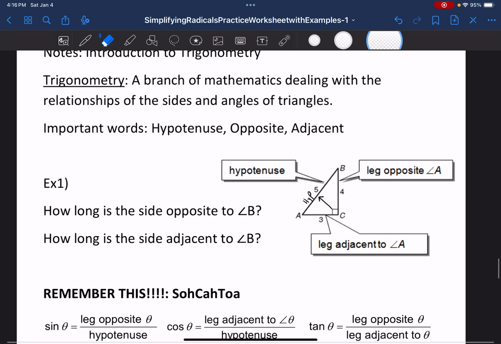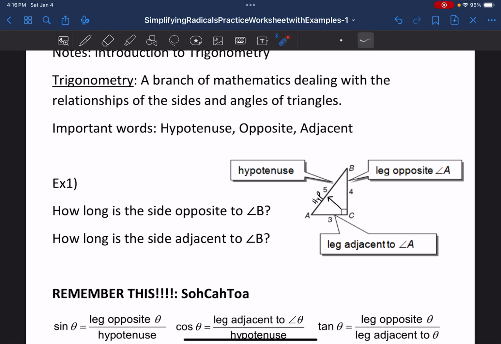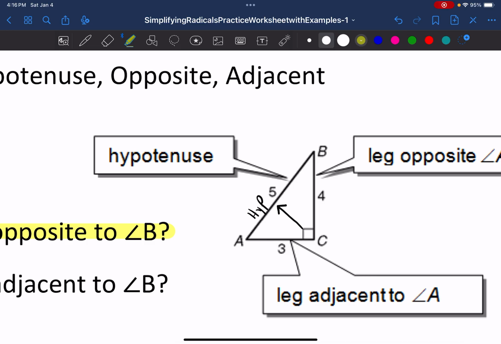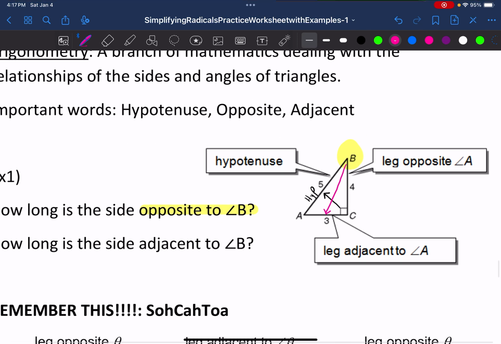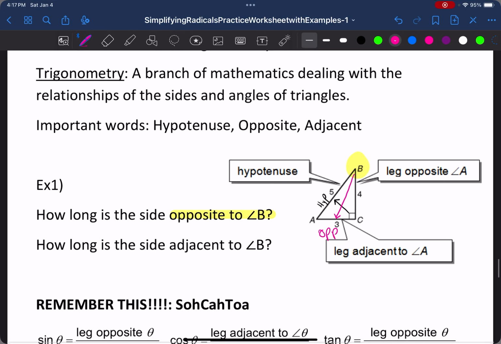I did that because we have our example questions. Using the exact same triangle, we're going to answer the question, how long is the side opposite of angle B? That means I identify angle B, and I'm going to draw an arrow opposite of that. And that gives me the opposite of angle B. So that number is 3.